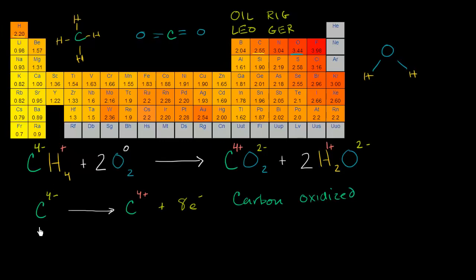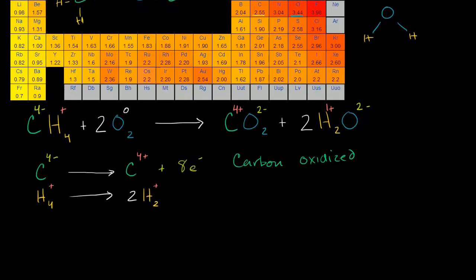Now let's think about the hydrogen. On the left-hand side, you have 4 hydrogens that each have an oxidation number of +1. On the right-hand side, you have 4 hydrogens. We're writing it in a slightly different way. We could write it like this: 2 H2s, where each hydrogen has an oxidation number of +1. So the oxidation numbers for the hydrogens have not changed. So the hydrogens have neither been oxidized nor reduced.